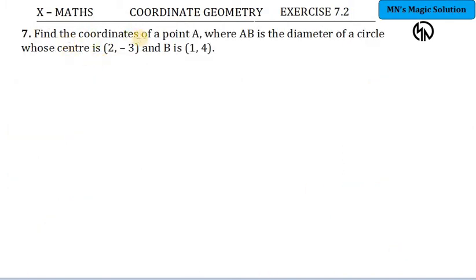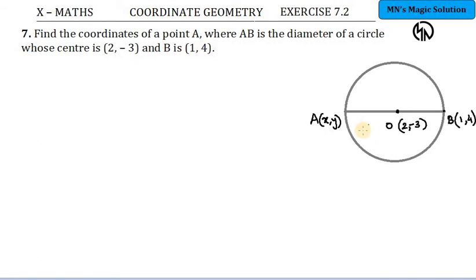Question number 7. Find the coordinates of a point A, where AB is the diameter of a circle whose center is given and the point B's coordinates are given. So imagine this is the circle with diameter AB whose A point is not given. So I'm taking it as A of x, y. B is 1, 4 and its center is given as O. I'm taking it as 2, minus 3. So now you have to find what is the coordinate of A.